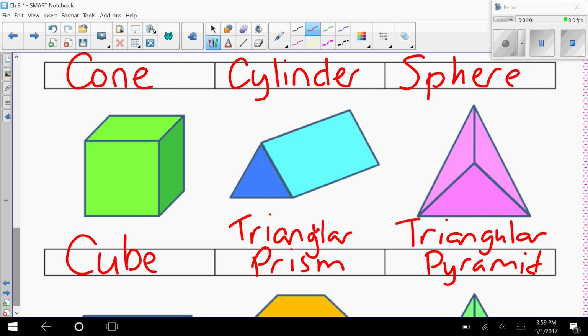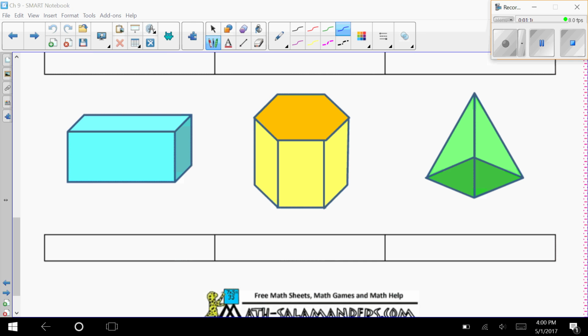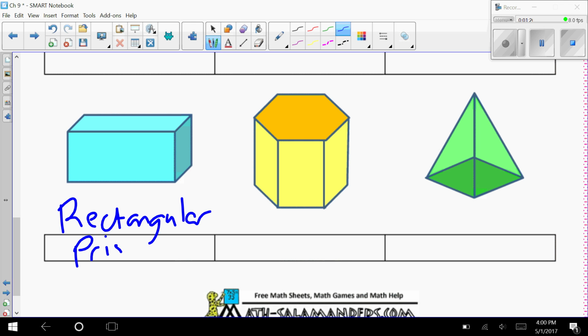All right, and down here at the bottom, this one on the left here, it is a rectangular prism. I would also accept square prism because that base looks like it might be a square. This one in the middle, its bases are hexagons, so it is a hexagonal prism.